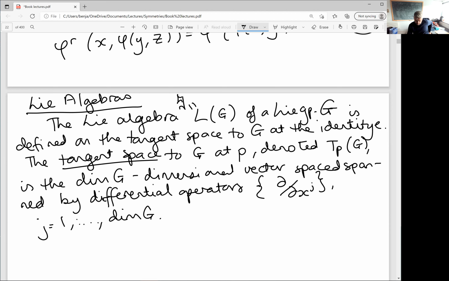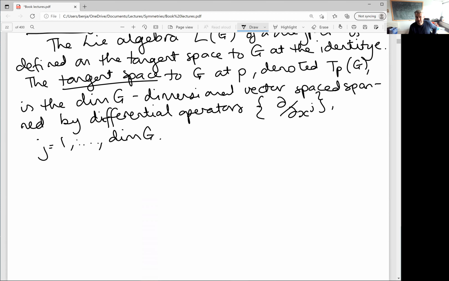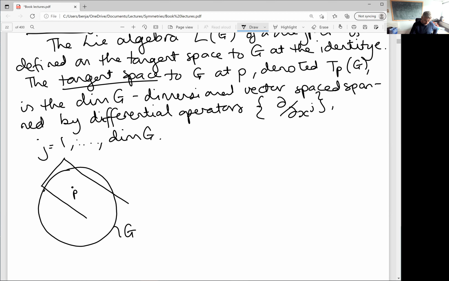Okay, so we can draw a picture of our group manifold. I'm just going to draw some sphere or something, but it could have a different shape. So the idea is that this is G. We have our point P, and we have a plane tangent to this point, which I'm going to try and represent like that.